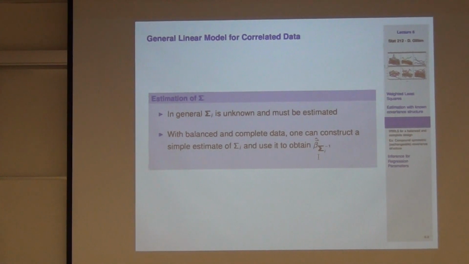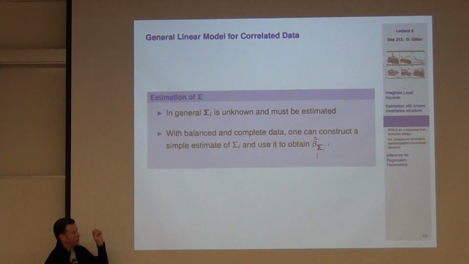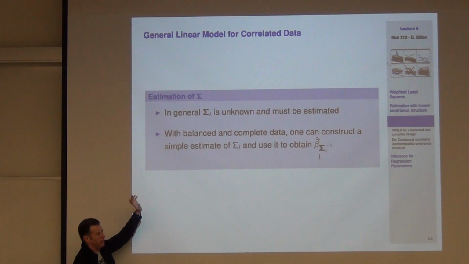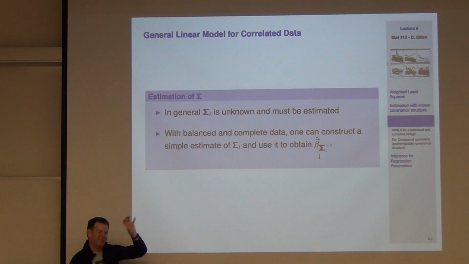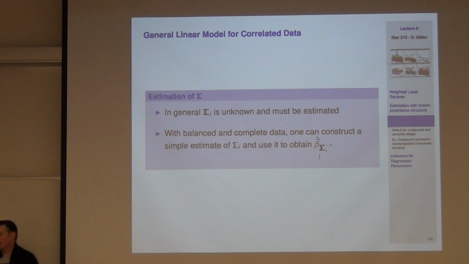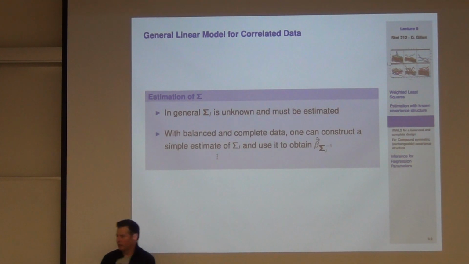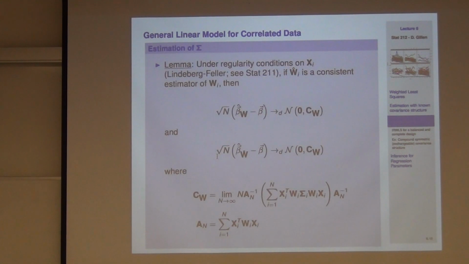So now the thing is, of course, that in general, we don't know sigma_i. It needs to be estimated. But if we've got balanced and complete data, we'll start with the simplest scenario that we can get a handle on, right? If we have balanced and complete data, we can define a simple moment-based estimator of what sigma_i is, and then use that to obtain our weighted estimator. And here's what I mean by that. See if you guys buy this.